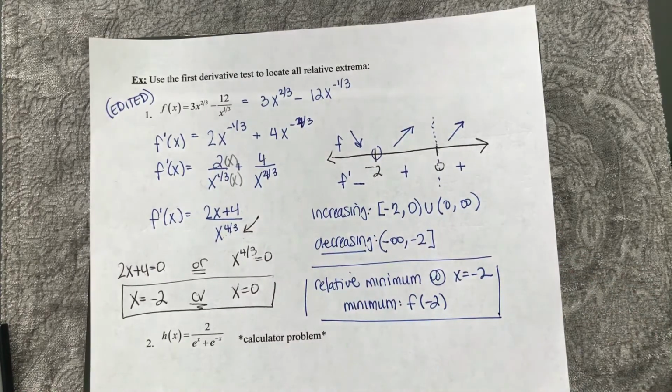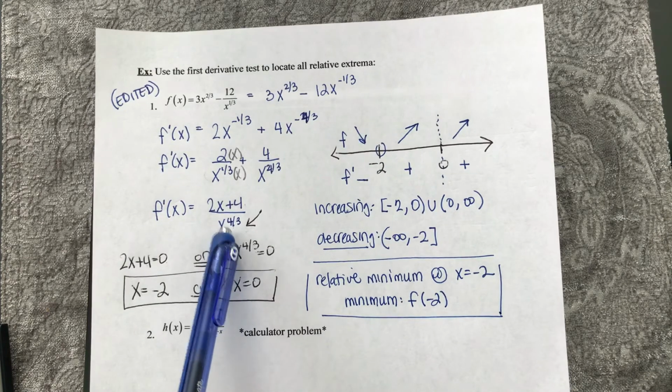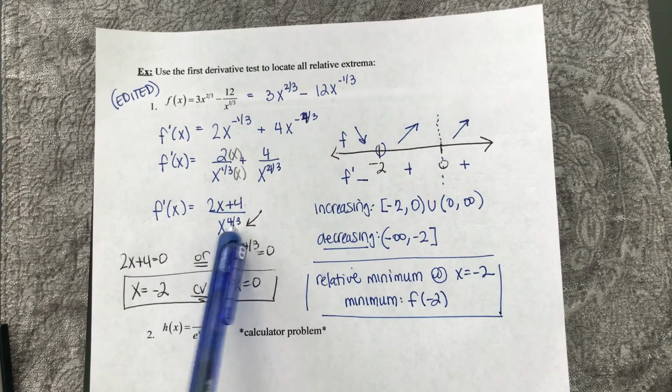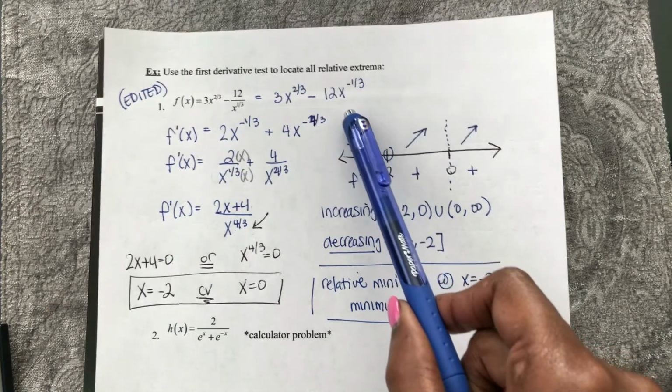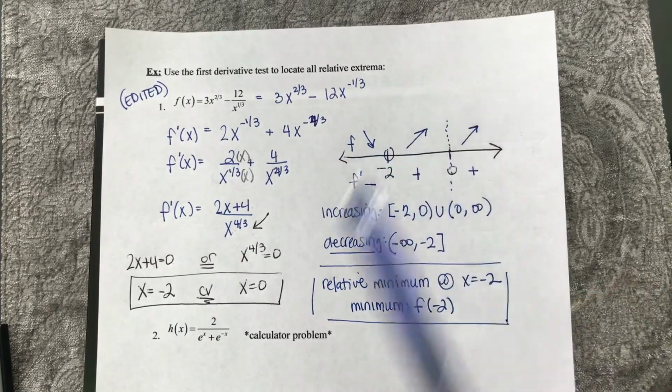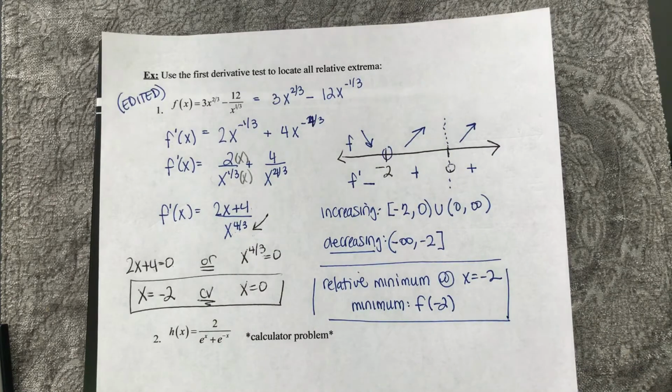So keep in mind when you're checking for critical values of non-continuous functions' derivatives, you also must set the denominator equal to 0 to find those critical values. And if your sign changes from decreasing to increasing, that means there's a relative minimum at that x value, and that minimum value is your function evaluated there.